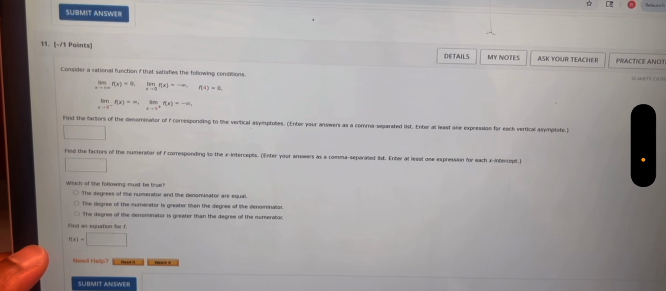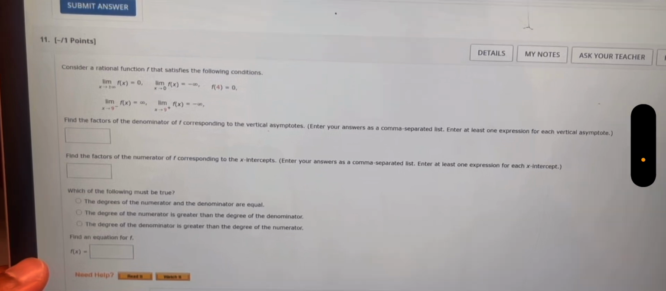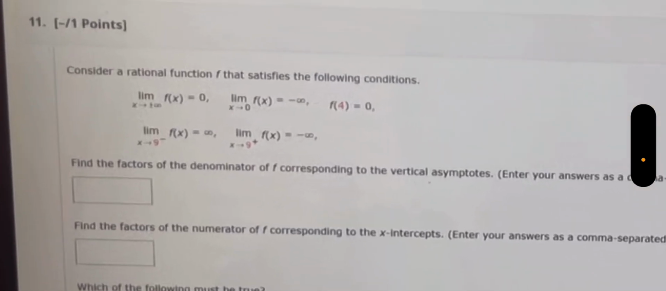We have this question that comes from calculus. I'm going to do the best we can. So it says, consider a rational function that satisfies the following conditions. The limit as x approaches plus or minus infinity is 0. The limit as x approaches 0 is negative infinity. F of 4 equals 0. The limit as x approaches 9 from the left is infinity. The limit as x approaches 9 from the right is negative infinity. Find the factors of the denominator of f corresponding to the vertical asymptotes.